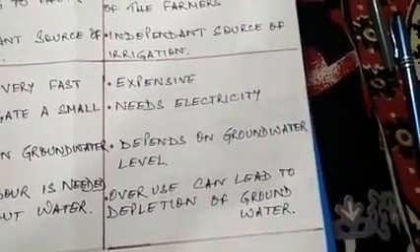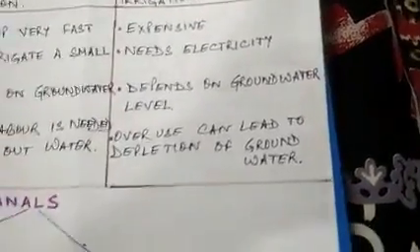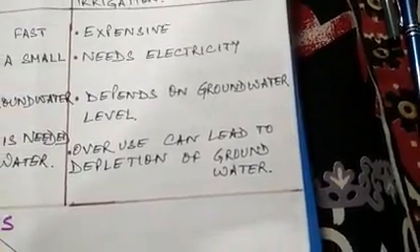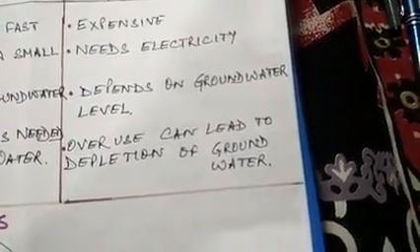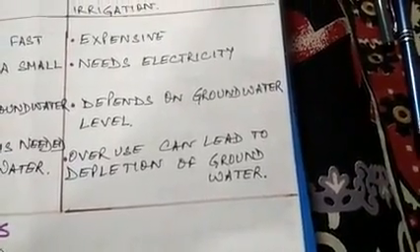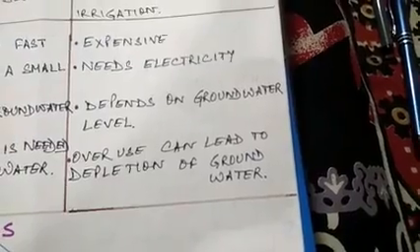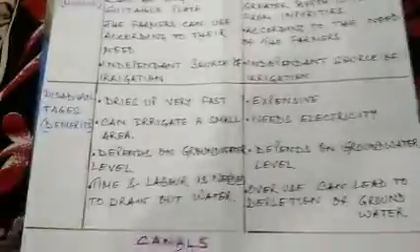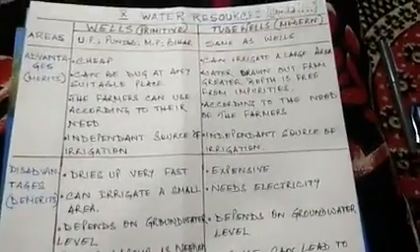This also depends on groundwater level. And another point is there. Overuse can lead to depletion of groundwater. Depletion means reduction, lowering. If you keep on using tube wells, the groundwater level will keep on going down. So these are the points about well and tube well.